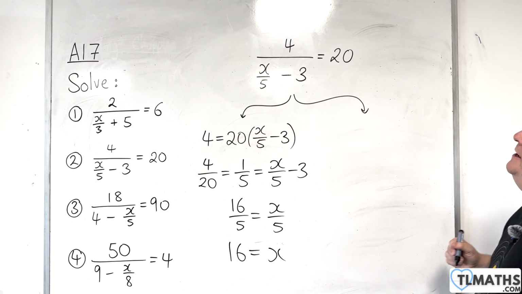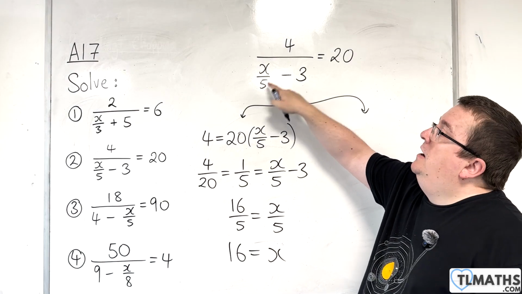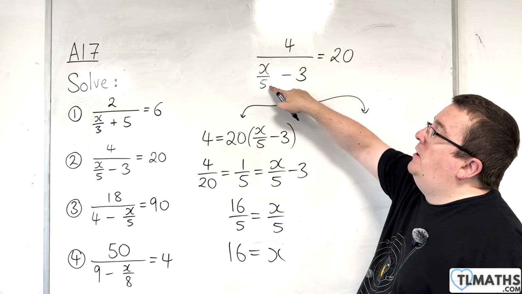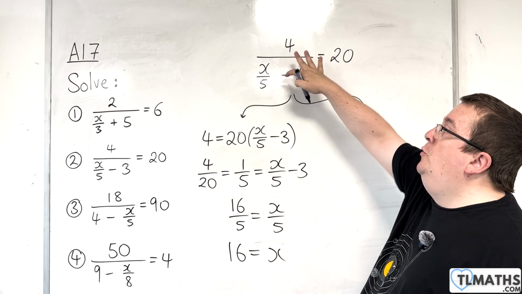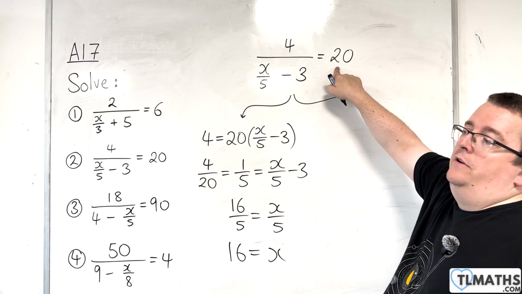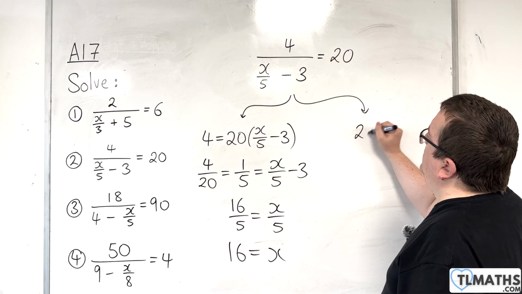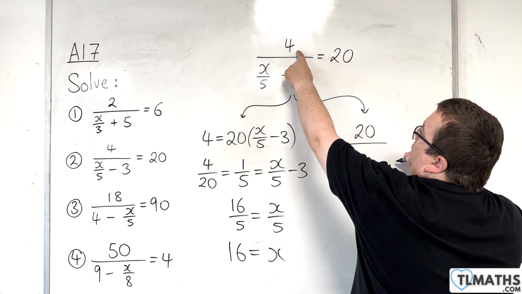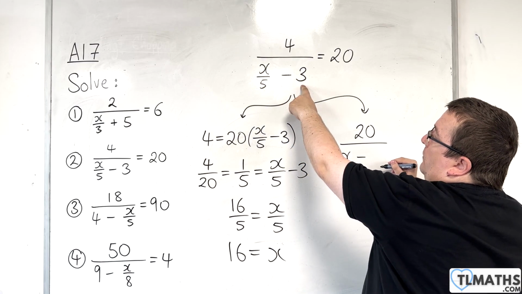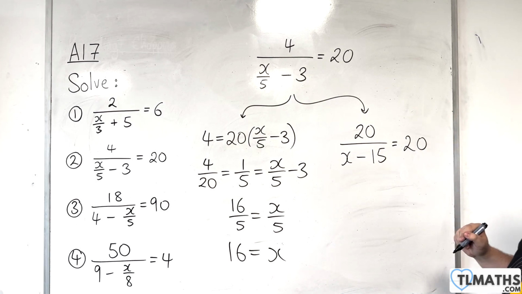So alternatively, let's get rid of the fraction here first by multiplying top and bottom by the denominator. So you multiply top and bottom by 5. Now remember, you're only multiplying the left-hand side here, not the 20. So leave that alone. So multiplying top and bottom by 5, we're going to get 20 in the numerator. 4 times 5 is 20. Then we're going to get x, take away 3 times 5, so 15, is equal to 20.